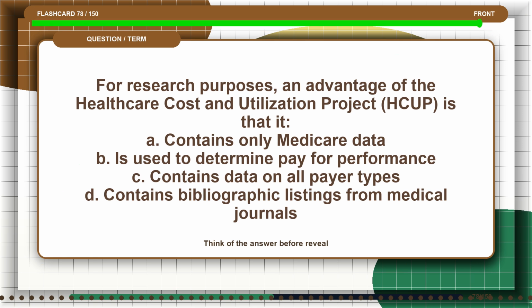Flashcard 78. For research purposes, an advantage of the Healthcare Cost and Utilization Project, HCUP, is that it A. Contains only Medicare data. B. Is used to determine pay for performance. C. Contains data on all payer types. D. Contains bibliographic listings from medical journals. Think of the answer before the reveal.